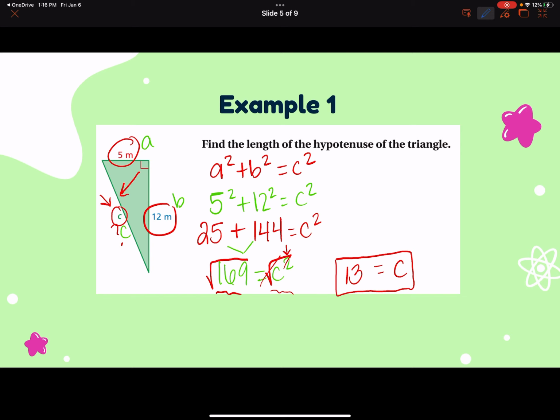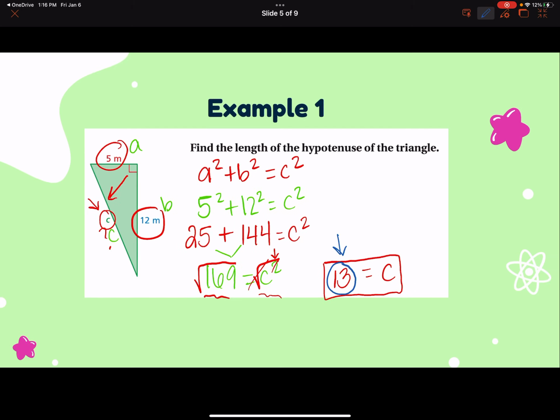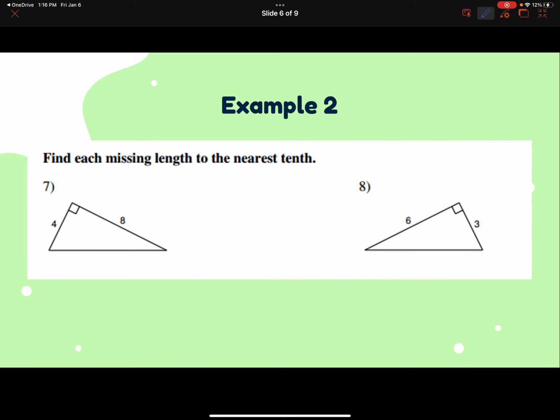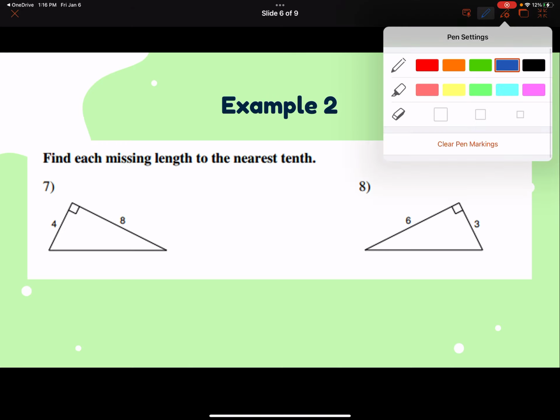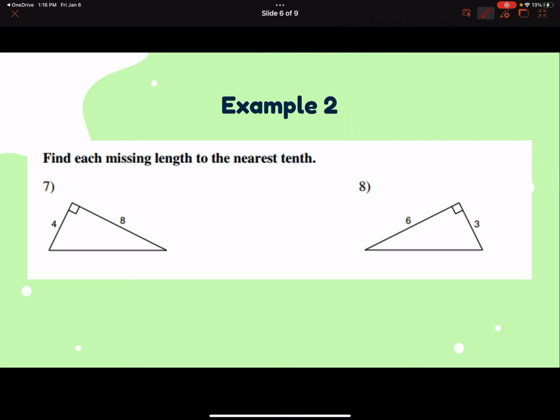Okay, so this came out with a pretty answer, or what we call a perfect square, because I just got 13. No decimals, nothing like that. So let's see what happens when we do get a decimal. We're going to do a couple of these. Looking at A first. It says 7, but we're going to call them A and B.